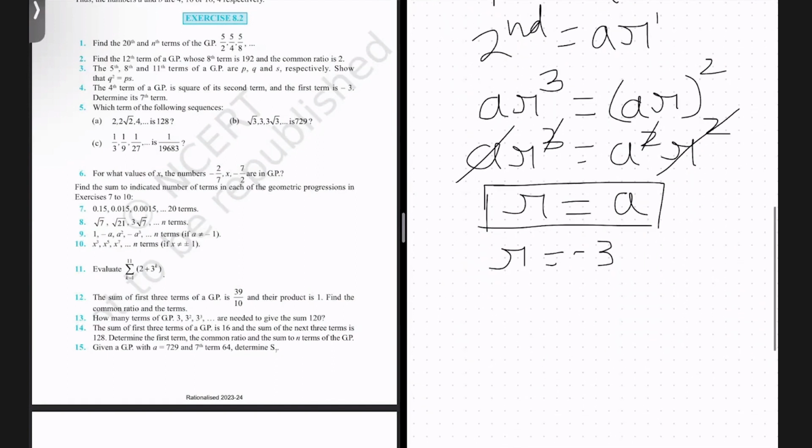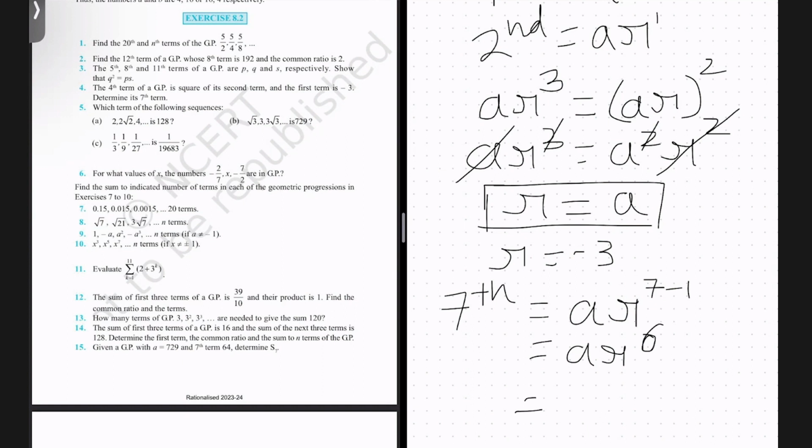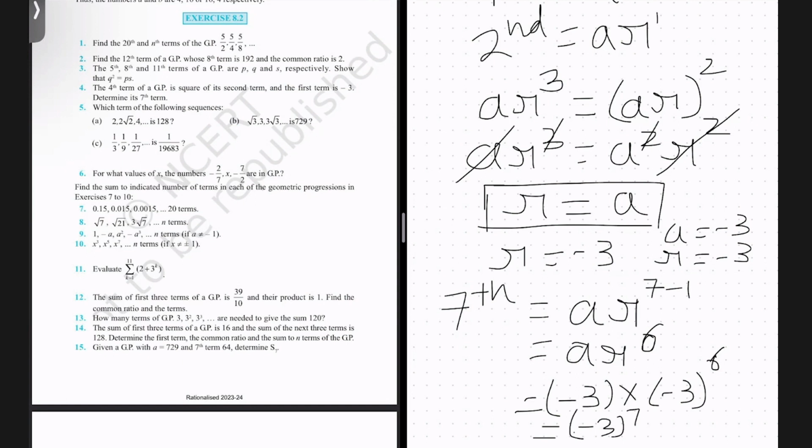So the seventh term of this GP is A r to the power 7 minus 1, which is nothing but A r to the power 6, correct? We now have the value of A, which is minus 3, and the value of r, which is also minus 3. Plugging the values into the equation, you get minus 3 into minus 3 raised to the power 6. You can add these powers up, and that gives you minus 3 raised to the power 7.